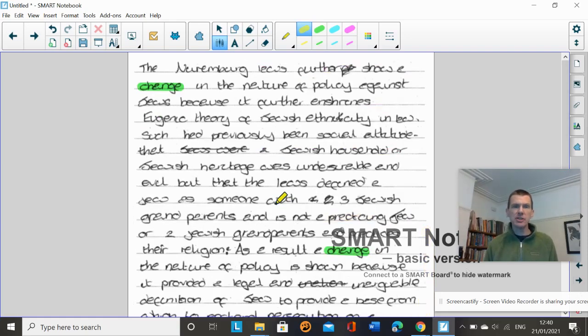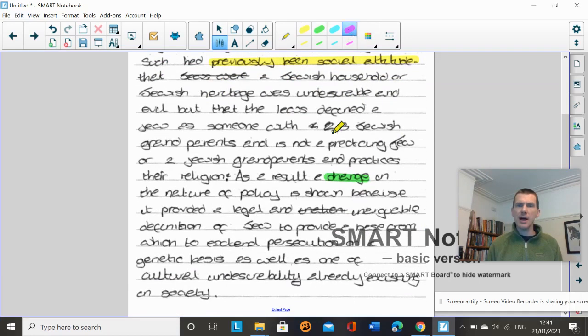The Nuremberg laws further show a change in the nature of policy against Jews because it further enshrines eugenic theory of Jewish ethnicity in law. Such had previously been social attitude, so that's why it's a change. That a Jewish household, a Jewish heritage was undesirable and evil, but that the laws defined a Jew as someone now with 3 Jewish grandparents and is not practicing Jew, or 2 Jewish grandparents and practices their religion. So those were the 2 ways.